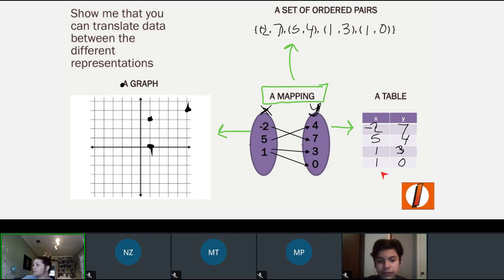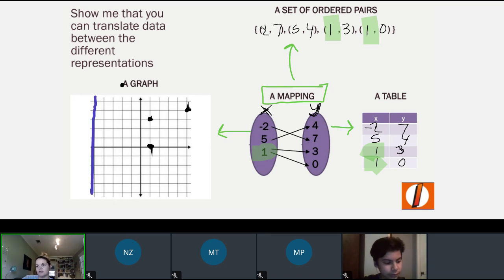All right, so we know how to check if something is or is not a function on a mapping or a table or a set of ordered pairs, right? We're looking for a repeating x value, and we have a repeating x value in 1. That's pretty easy to see on a table, a mapping, or when you have a listed out set of ordered pairs. When we are looking at a graph, we are going to use what's called the vertical line test.